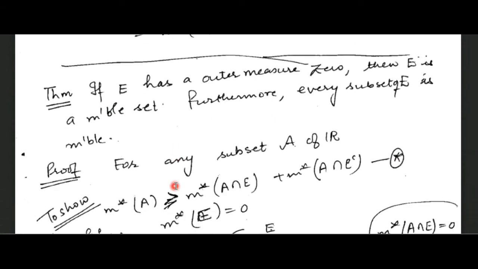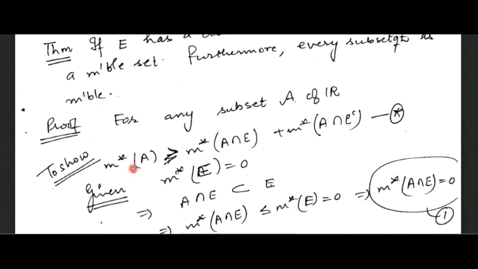Now the next result says that whenever E has outer measure 0, then it is always a measurable set. Moreover, every subset of E is measurable. For this, we consider any subset A of R. We want to prove that the outer measure of A is greater than or equal to this thing. What is given to us is that the outer measure of E set is 0. If the outer measure of E set is 0, then the outer measure of A intersection E is also 0, because A intersection E is a subset of E and its measure will be less than or equal to the outer measure of E. So we have that the outer measure of A intersection E is 0.